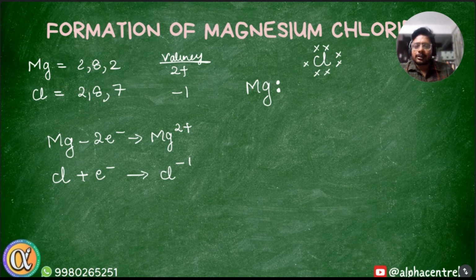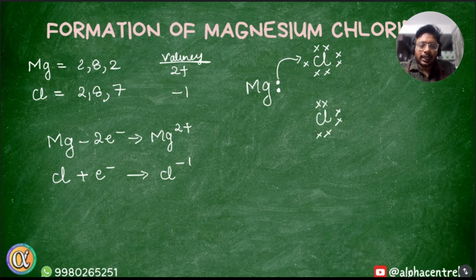Is 1 magnesium sufficient for 1 chlorine? No, sir. Do you think a friendship between 1 magnesium and 1 chlorine is stable? No, because magnesium can give 1 electron to chlorine, but it will still have 1 more left to be donated. Therefore, in this case, another chlorine is required, so that the other chlorine can take the other electron from magnesium.